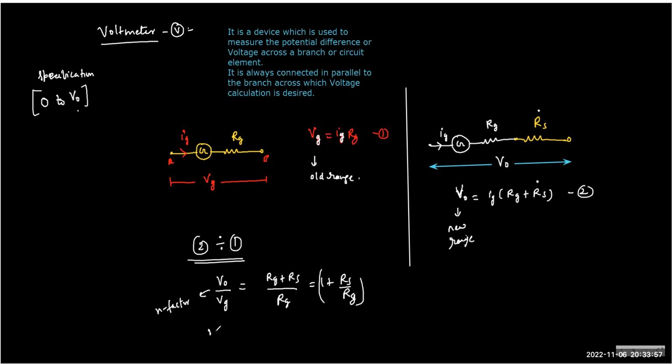In fact, I have discussed it. So N is 1 plus RS by RG. This implies what is the shunt value, guys? RS is N minus 1 into RG. So if you want to increase the range of operation by 1,000 times, the shunt must have the value, how much? 999 times RG.